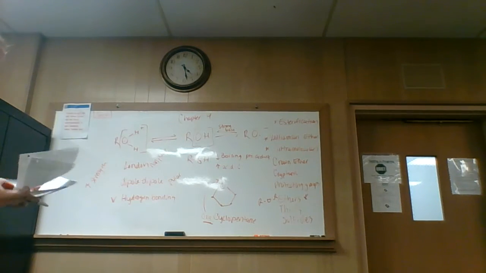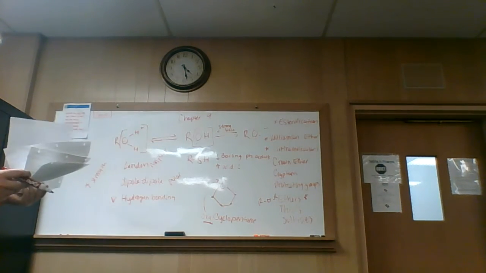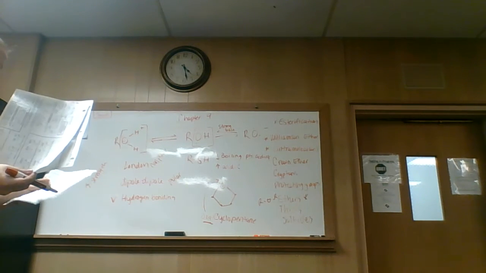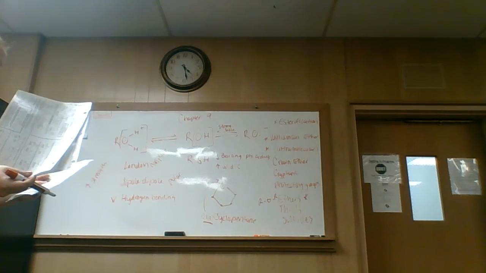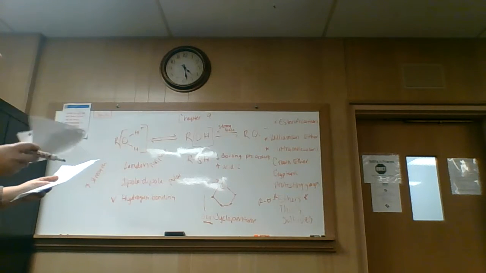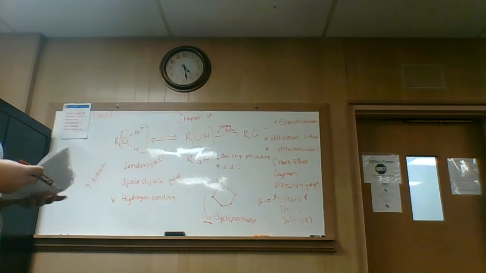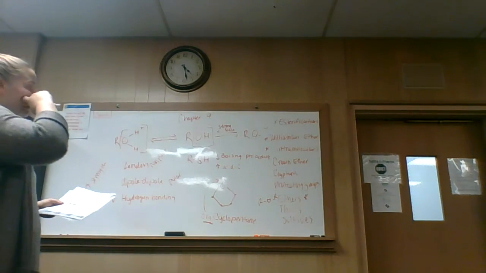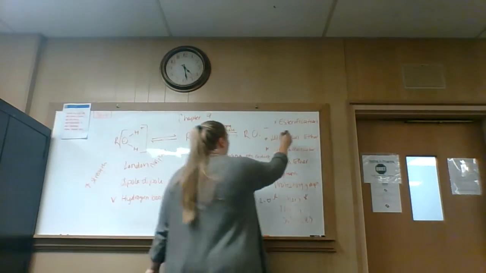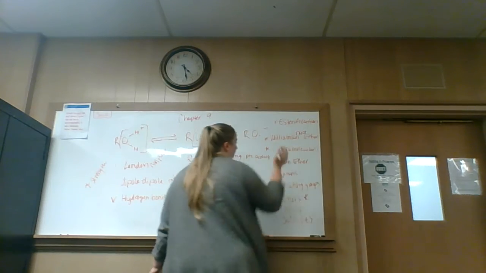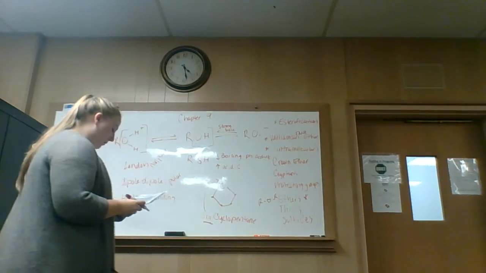Let's see what else. For Williamson ether, other than knowing the name and the reactants and the product, you should know that it's SN2. That's written right in the notes, though, so that should be helpful.